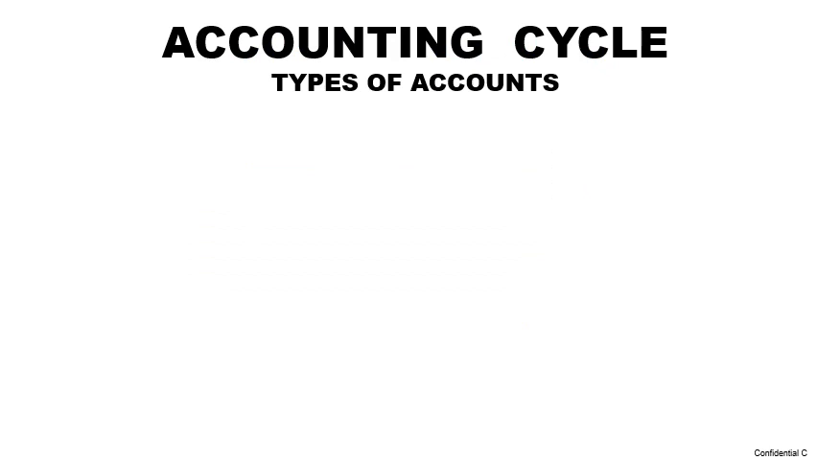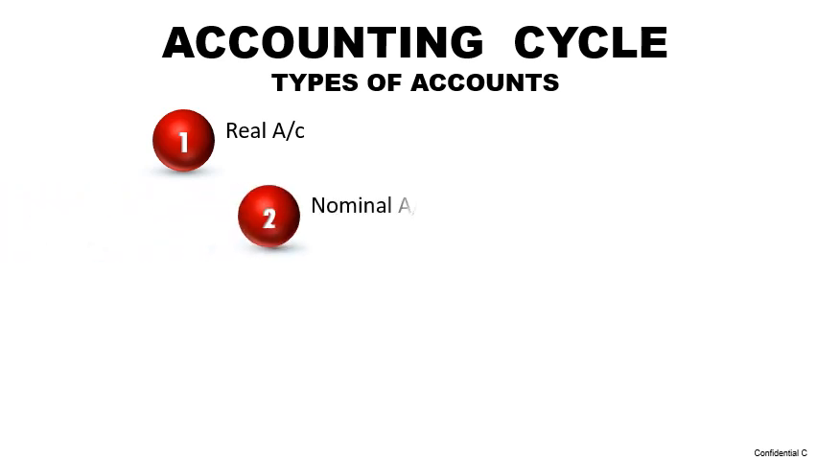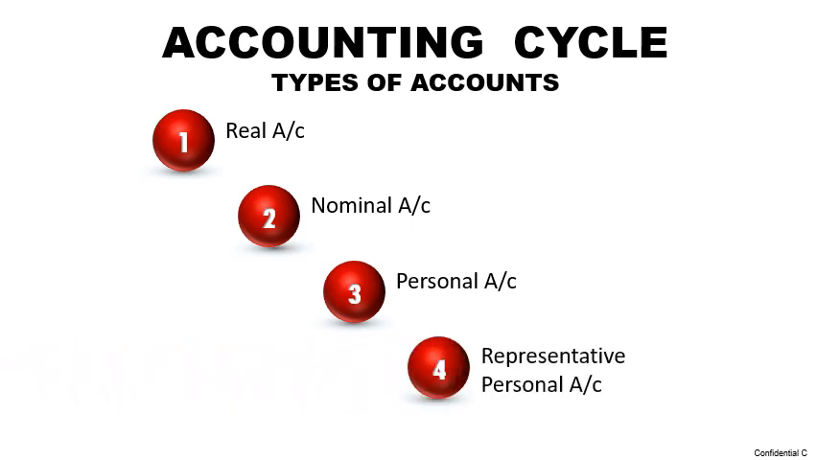Before we go and understand the financial statements, let's also understand the various types of accounts. The first one is real account. The second one is nominal account. Third is personal account. Fourth is representative personal account. So we have four types of accounts: real, nominal, personal and representative personal account.